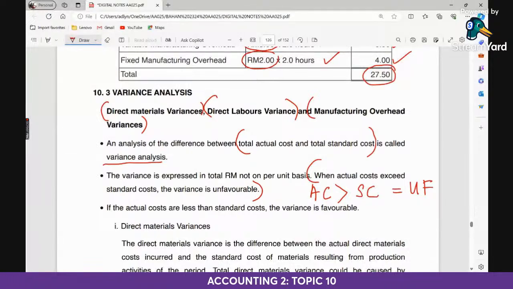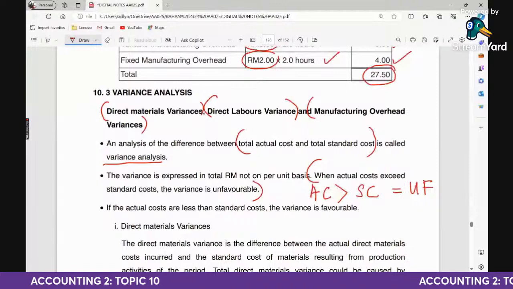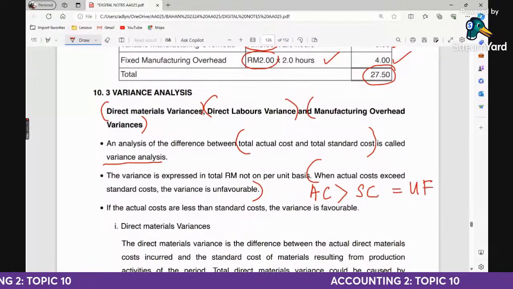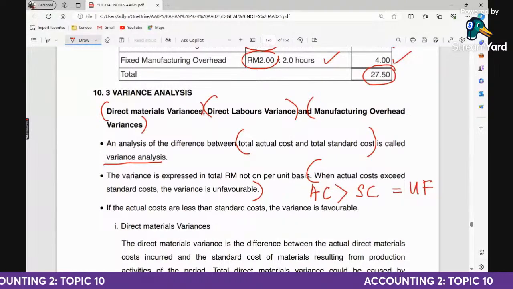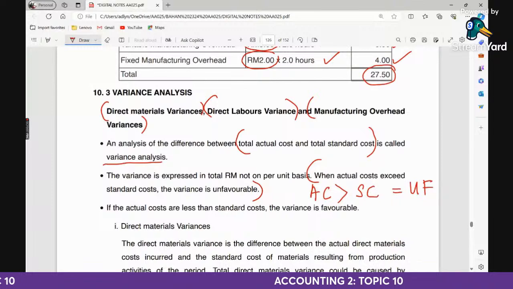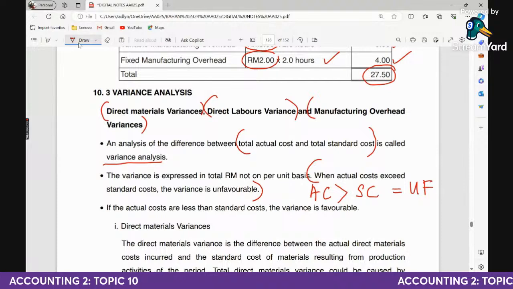So are you efficient? For me, it's not efficient. Sebab bila you budgetkan dia RM10, tapi it turns out that the actual production is higher than what you've estimated earlier. That means itu adalah sesuatu yang tidak baik untuk budget anda. So it's unfavorable, UF. Okay, alright.